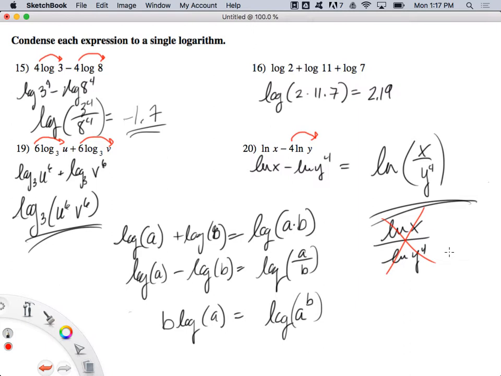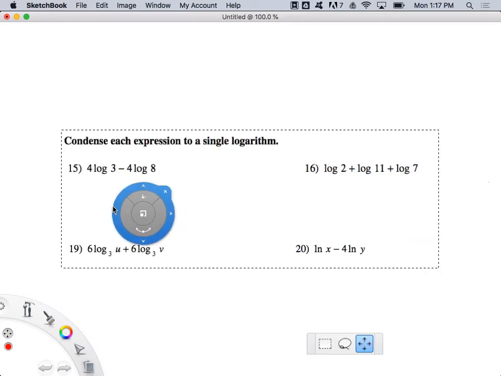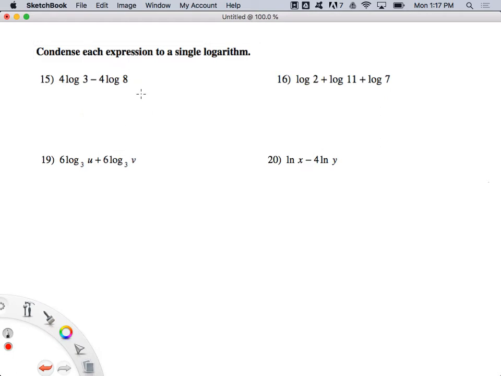Yes, ma'am. Yeah, sure. So let's take another look at number 19. The 6 becomes an exponent. You see that? So that becomes log base 3 of u to the 6 plus log base 3 of v to the 6, right? But when I'm adding two logarithms, what do I do to the insides?